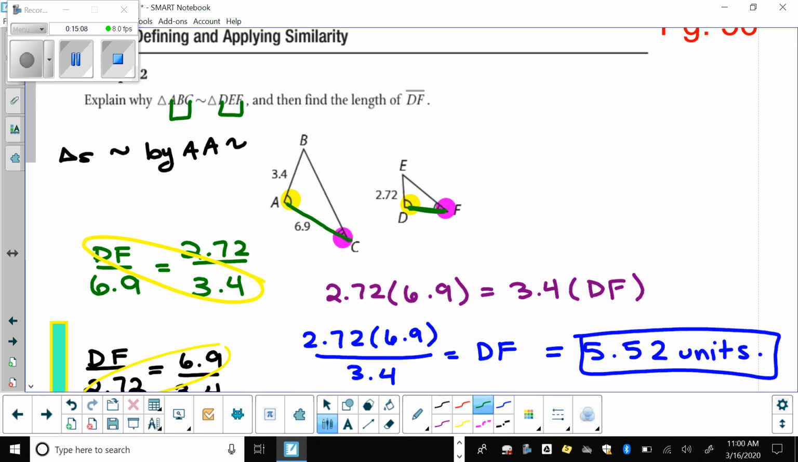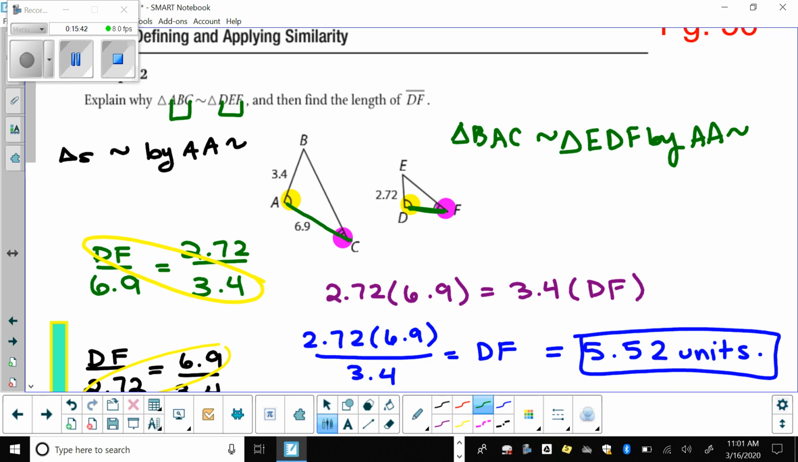Again, a similarity statement would be one example: triangle BAC is similar to triangle EDF by AA similarity. Because I know this and they want me to find segment DF, look at what I marked. DF needs to correspond with AC.